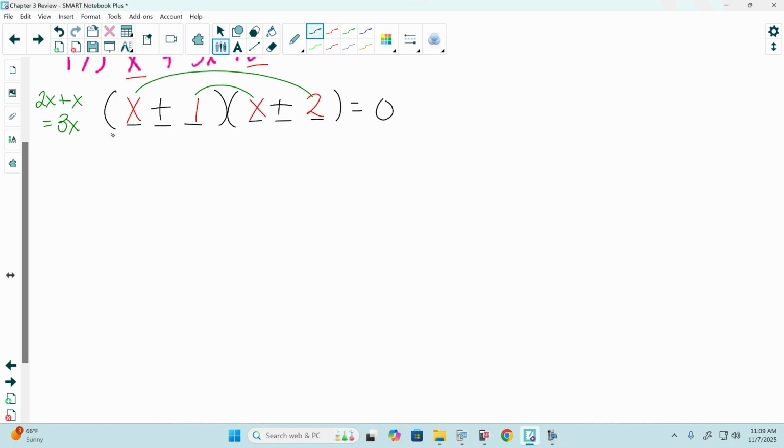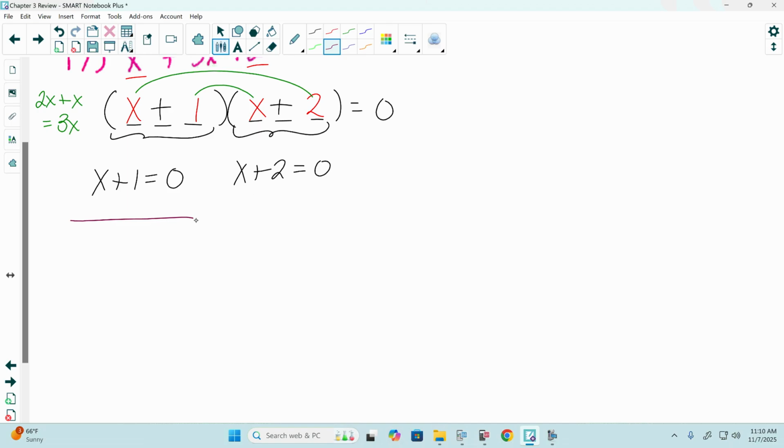And what that's telling us is that either x plus 1 is 0 or x plus 2 is 0. Because once we get a factor, we just set what's inside the parentheses equal to 0. If there's a variable outside the parentheses, we would set it equal to 0 and then solve.